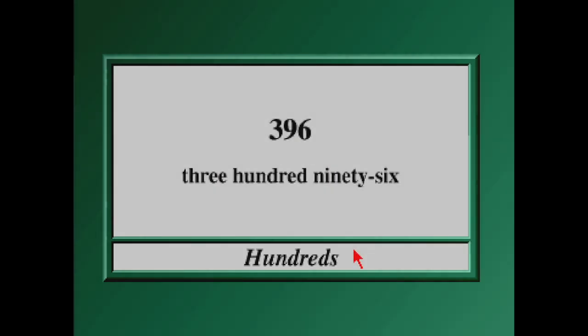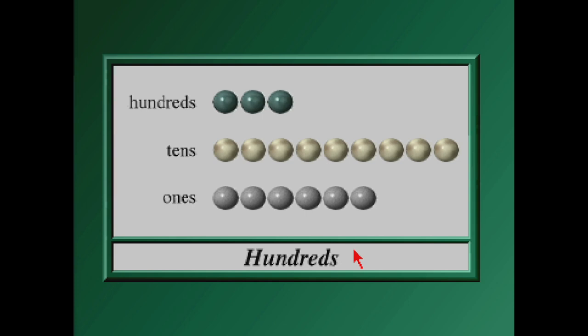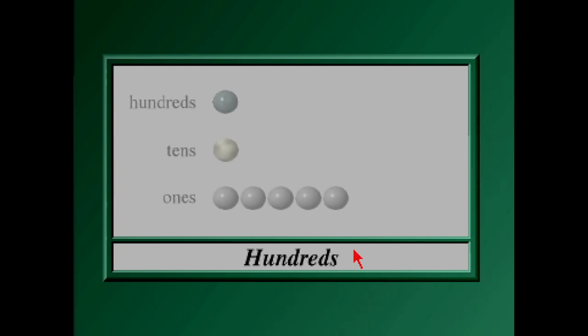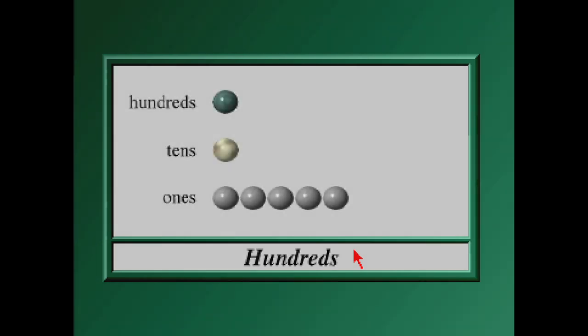396 is read as 396. It has 3 hundreds, 9 tens, and 6 ones. 115 is read as 115. It has 100, 10, and 5 ones.